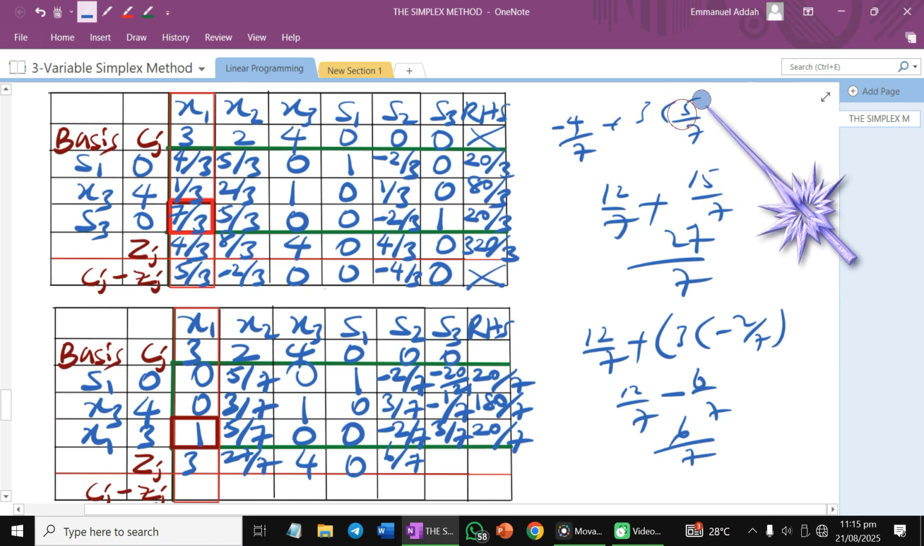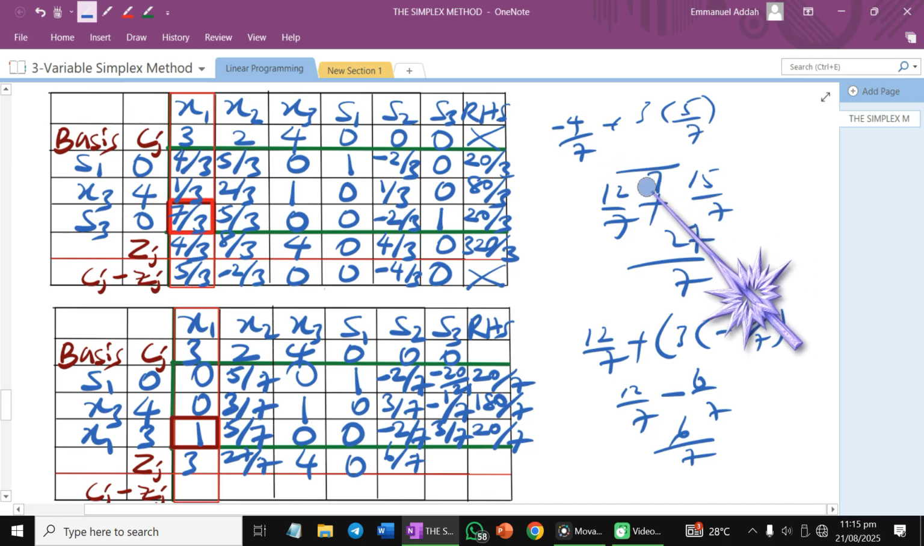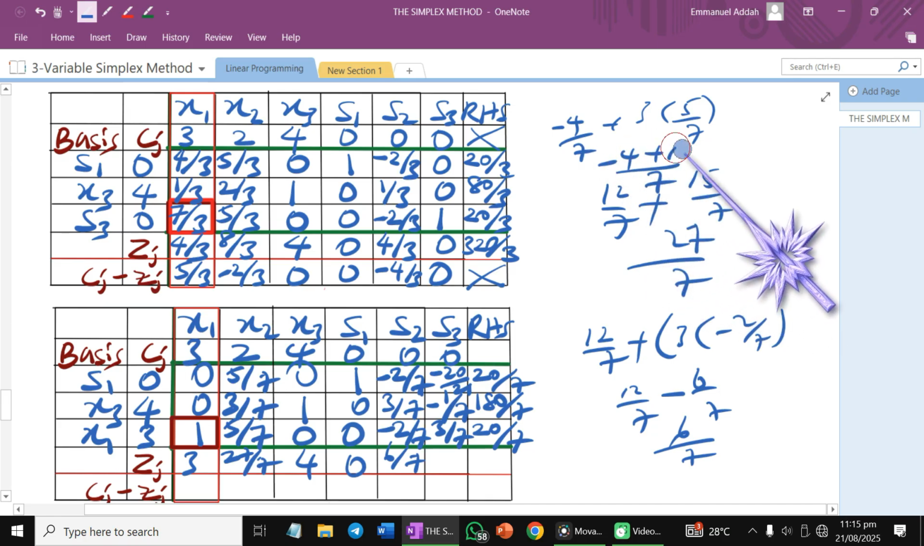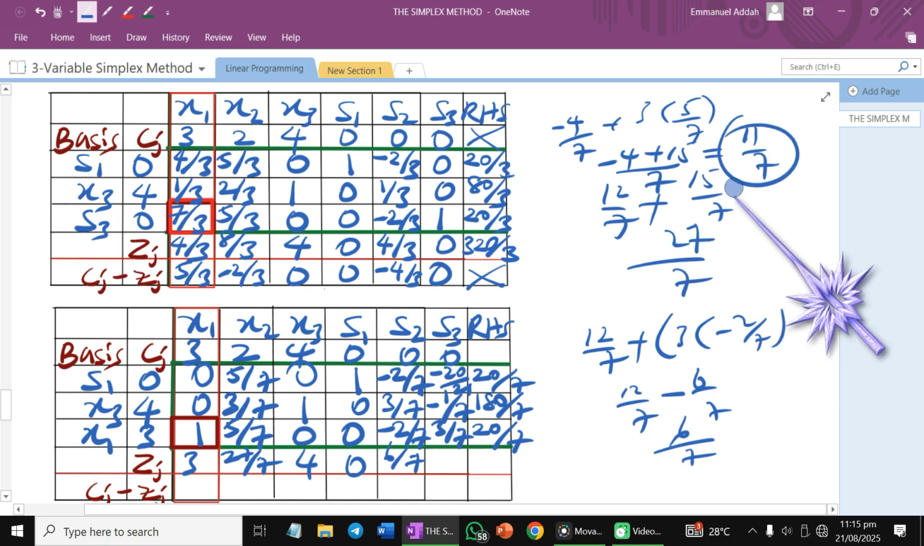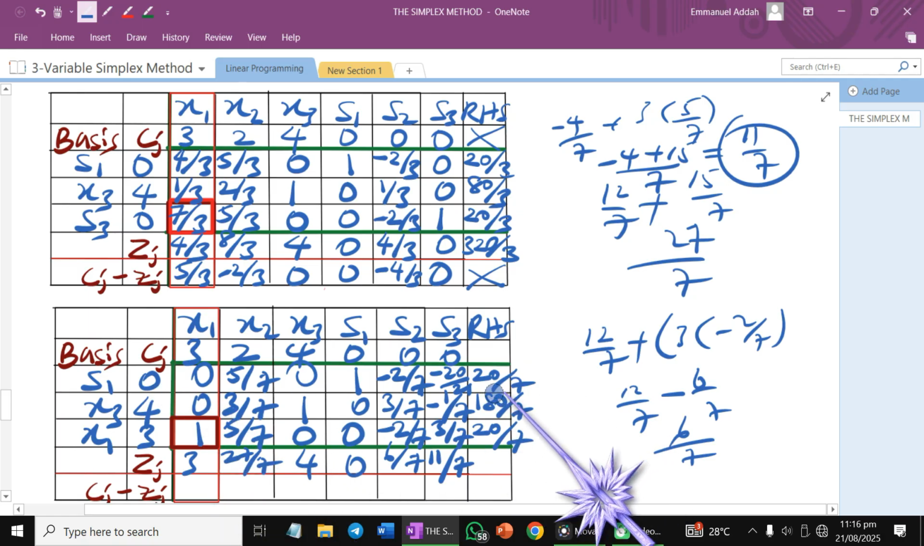5 over 7. Okay, that will give us 7. This will be minus 4 plus 15. That will give us 11 over 7. So yes, 11 over 7. But the next one is going to be 0 times this, that will vanish.